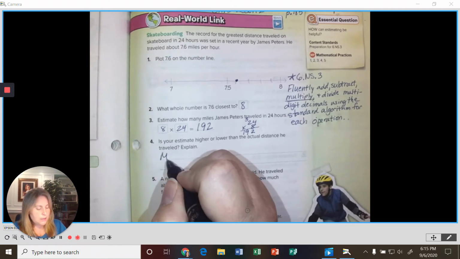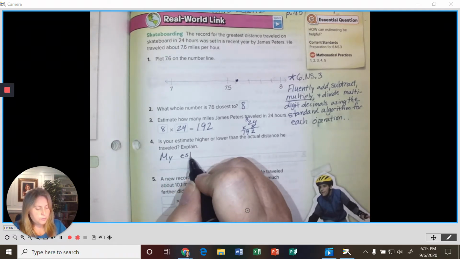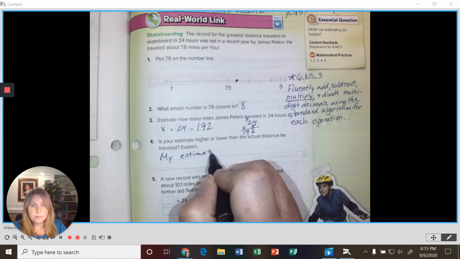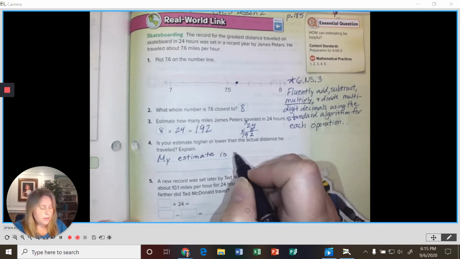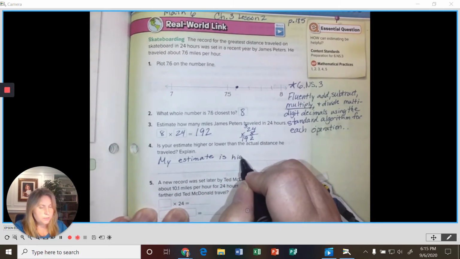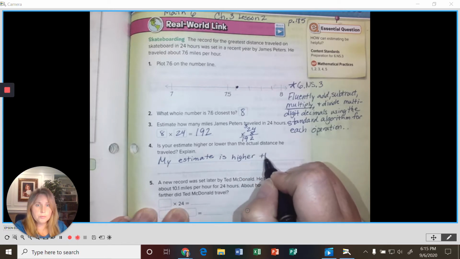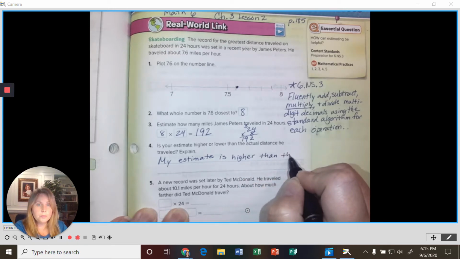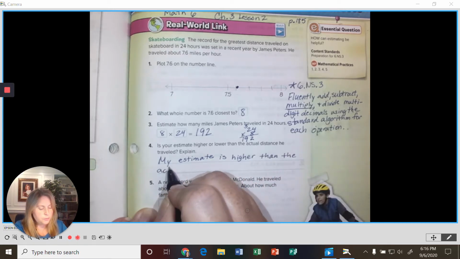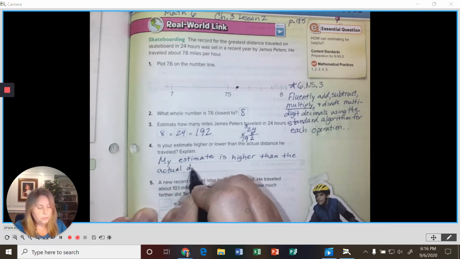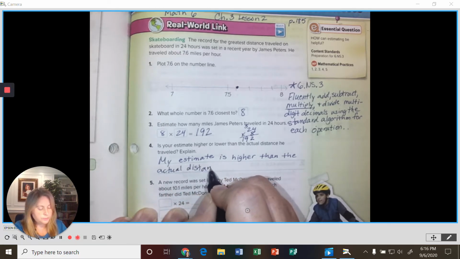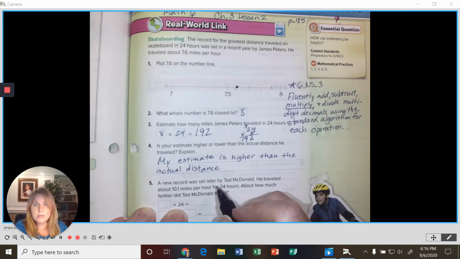Okay, so my estimate is higher than the actual distance, because I rounded his speed up from 7.6 to 8.